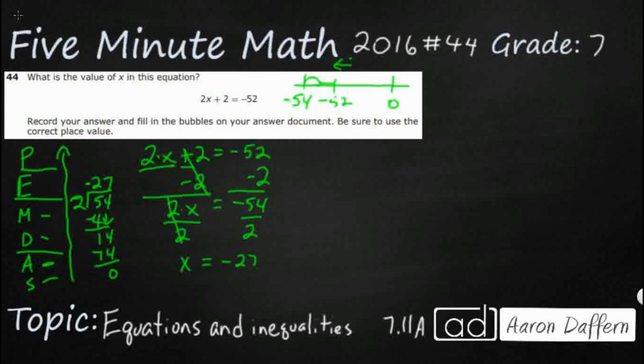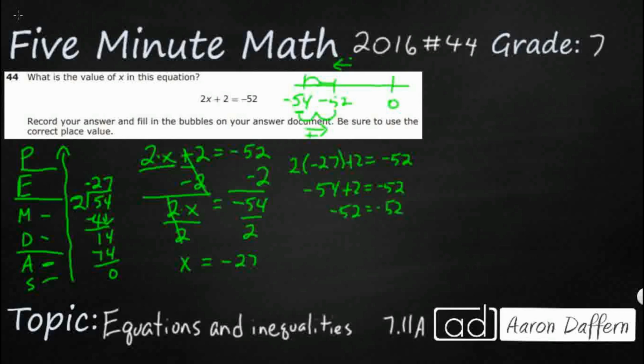If we want, since we have to bubble this in, let's be really sure. Let's plug it back in. 2 times negative 27, plus 2, equals negative 52. So 2 times negative 27 is negative 54, plus 2 equals negative 52. Yeah, there's my negative 54. If I want to go over 1, 2, remember, this way goes positive. So yeah, that works.